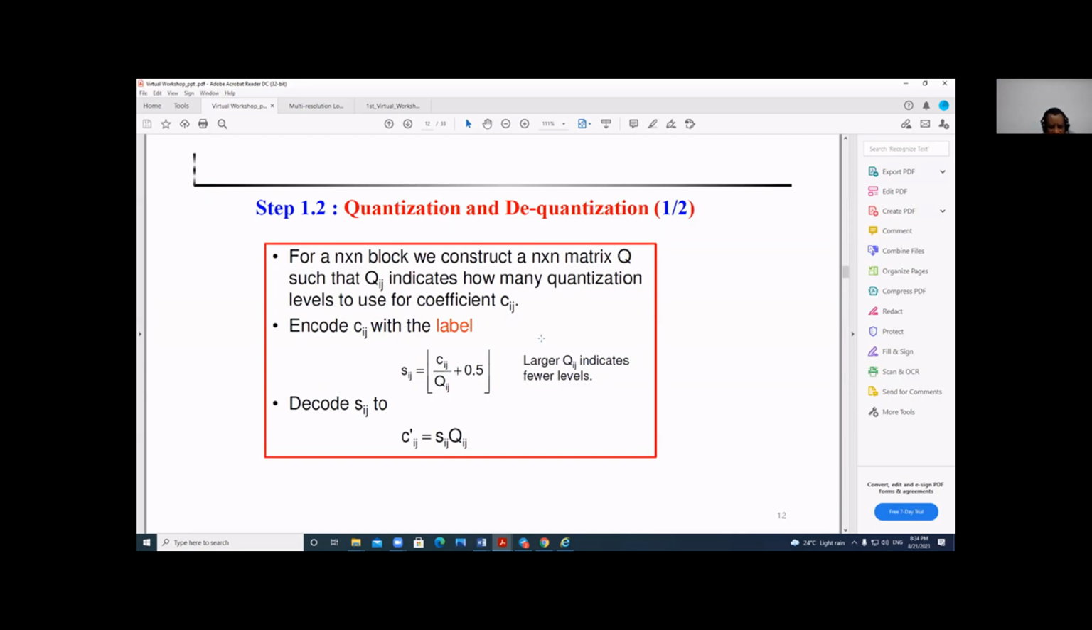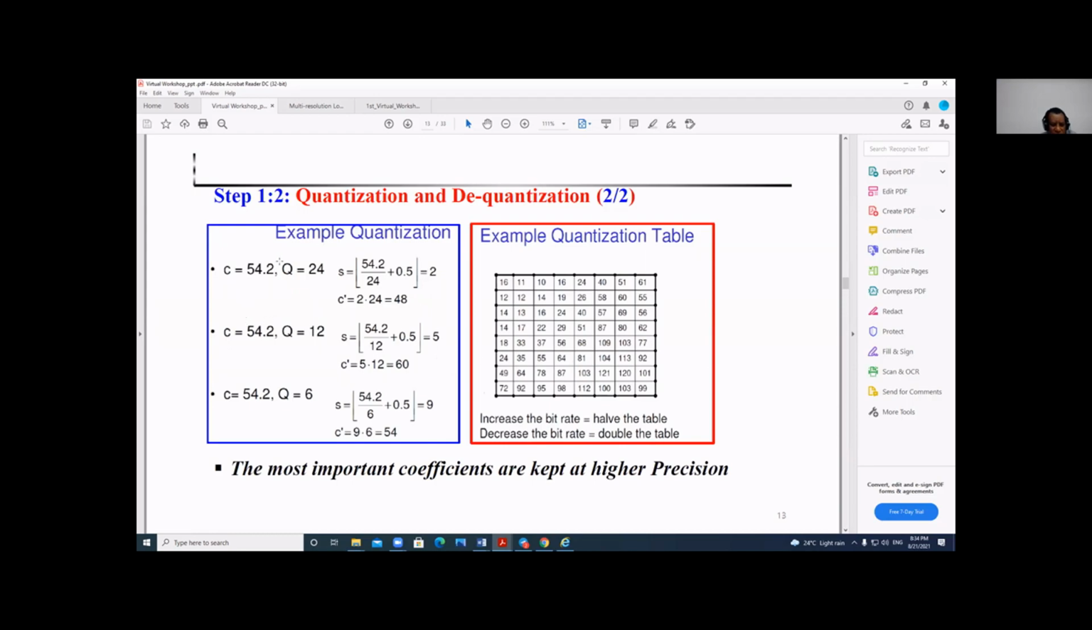The technical part is just this: you take the original value, divide by some value, and then take the floor function. Anyway, you will get an integer value. Then in the case of the coefficient, you can reconstruct here: this C is multiplied by this one. That is the inverse transform. As an example, if this is the original value and this is a quantization value, you can get such integer values, but the original values are float values. So this is a quantization table.